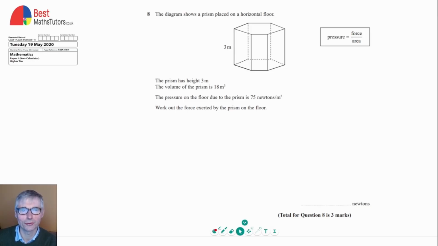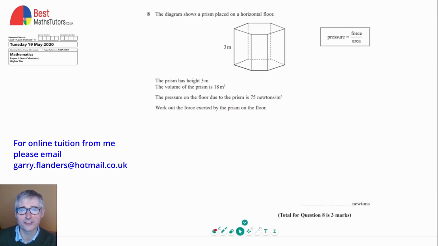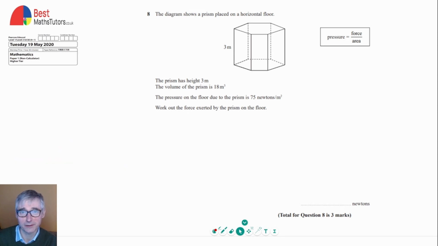I'm continuing to look through the Edexcel GCSE Maths Higher Tier Paper 1 from May 2020. And this is question 8, and it's a question about pressure, area and volume and uses mathematical formulas. So we can see that what we're given is a diagram of a prism here.